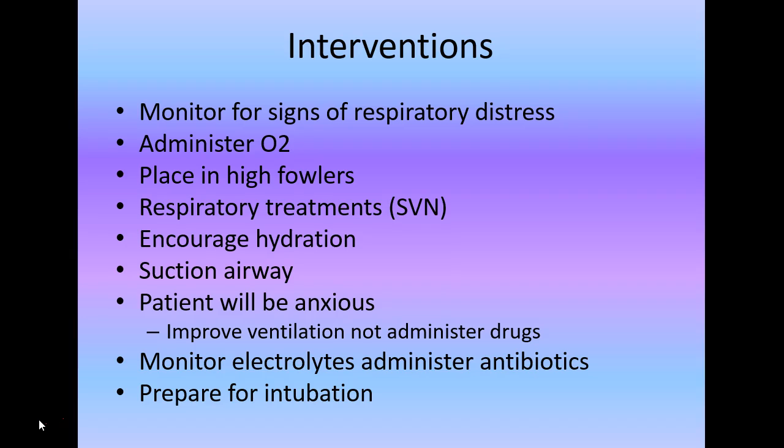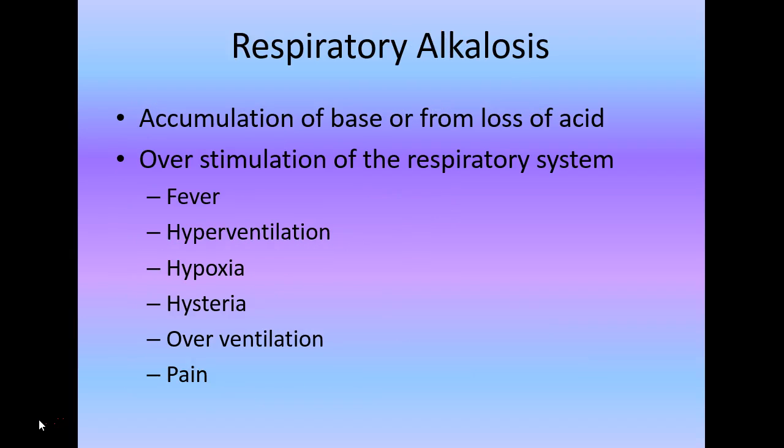You can monitor electrolytes, administer antibiotics, and prepare for intubation, because if they're not breathing well, they're not going to be able to do that for very long, and they may have to be intubated. So, respiratory alkalosis: accumulation of base or loss of acid. It's overstimulation of the respiratory system. So it could be fever, hyperventilation, hypoxia, hysteria, overventilation, or pain.